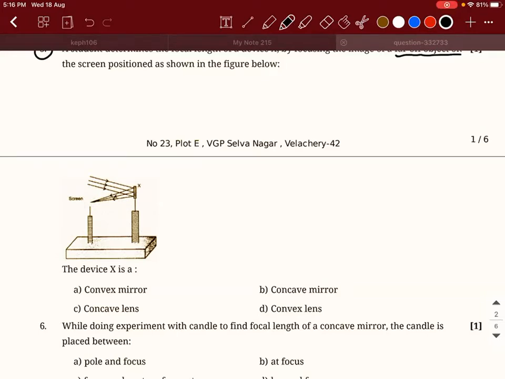So is that mirror forming a real image or a virtual image? It forms a real image, right? So since it forms a real image, what should be the mirror? It should be concave. It's right, concave mirror. Sometimes they can also give you converging mirror. Don't get confused, okay? Converging mirror is also right.